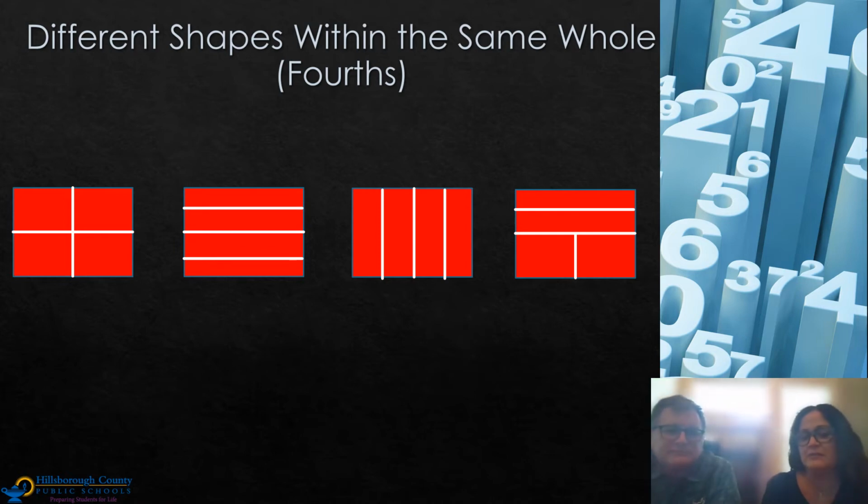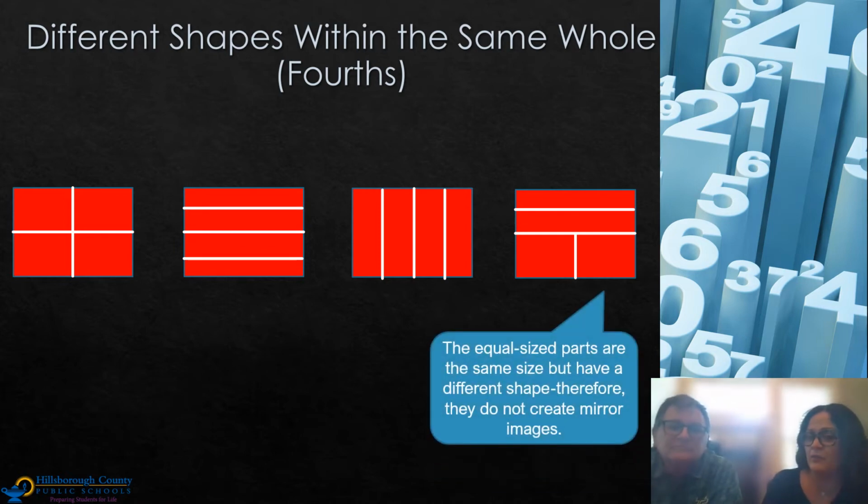Gotcha. I just think it's very important, as it says here, that we do expose our students to equal size parts that are the same size, but they have a different shape. So therefore, this is where that symmetry comes in again. These do not create a mirror image of each other, whereas the first 3 rectangles do. And we're falling short of the standard if we don't introduce or bring into our instruction shapes that are still fourths, thirds, or halves, but they look different. Right. So they're still equal size parts, but they look different.